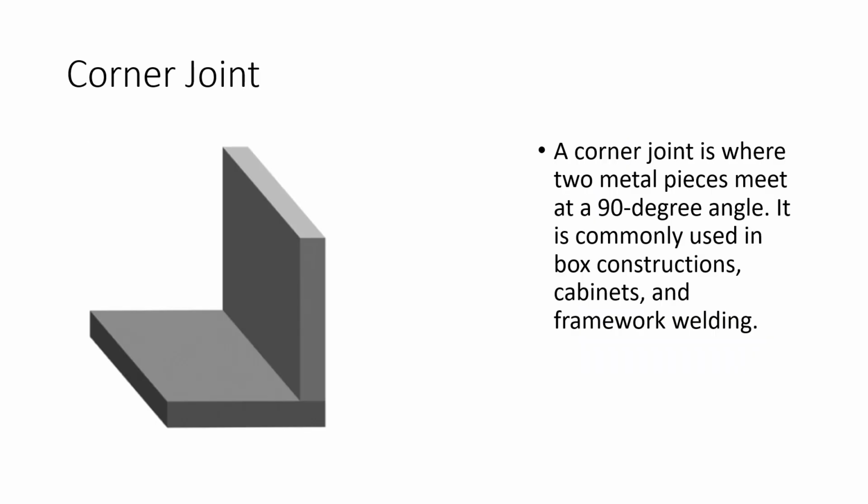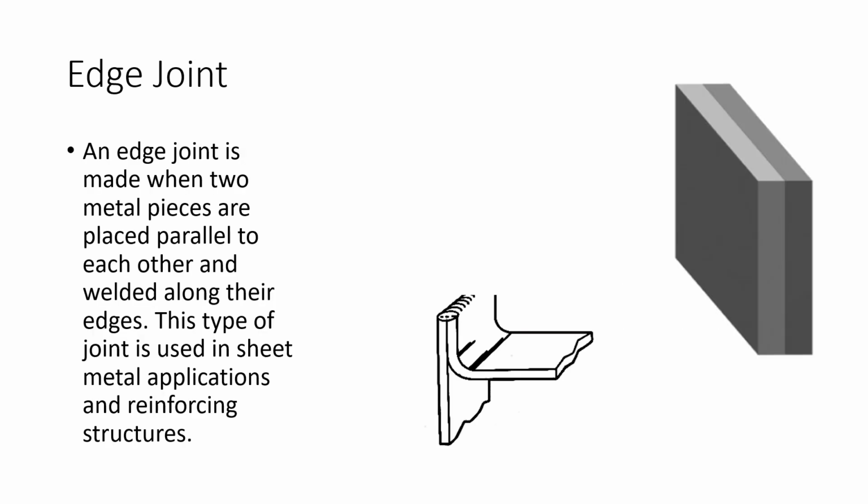Corner joint, this is where they're at 90 degrees. You see this in box containers or cabinet type situations, and framework for welding depending on what you're putting together.